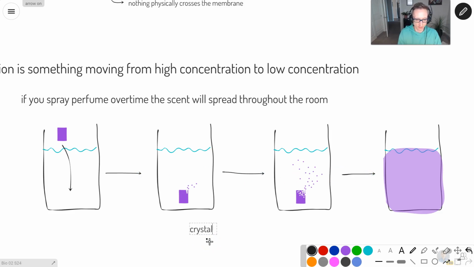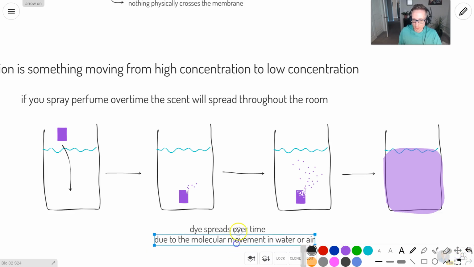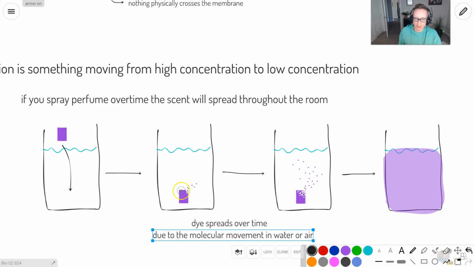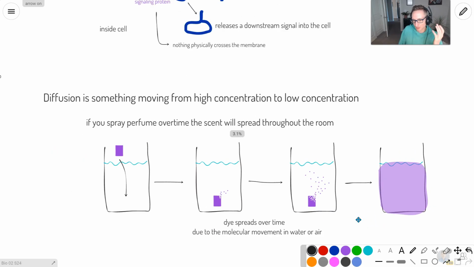So the dye spreads out over time. And this is just because of the molecular movement in water, or the molecular movement in air. It spreads out over time. And so it'll just evenly spread out because it's all densely packed here. Eventually it'll be all exchanging throughout the liquid equally. It's pretty nifty. So that's diffusion.